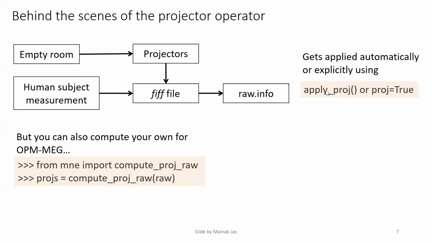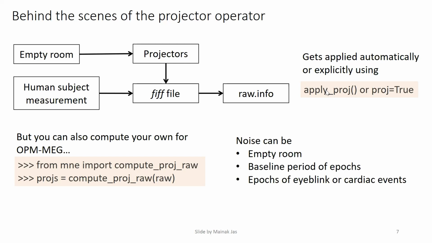We have functions that allow you to provide a raw file, and you can compute your own projection operator. The nice thing about this approach, formerly known as signal-space projection, is that you can decide what your noise is and what you want to project out. So your noise could be empty room noise. It could be the baseline period of your epochs. It could be epochs of eye blinks or cardiac events that you want to remove.